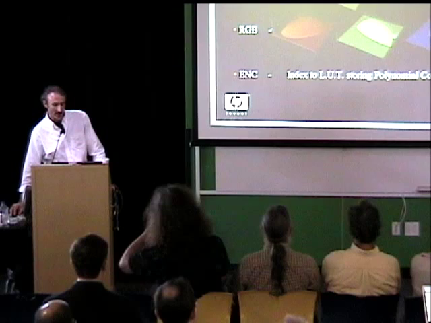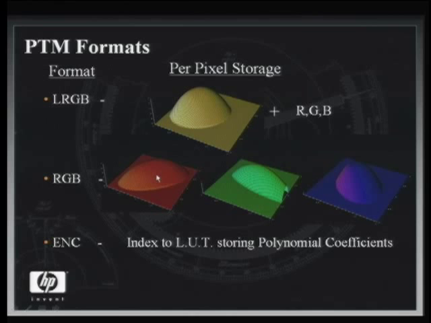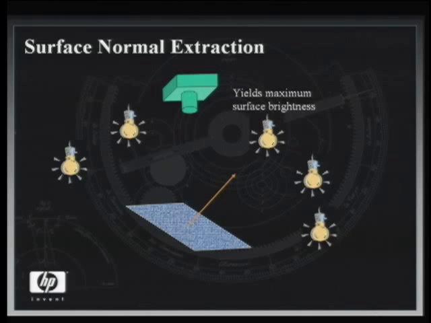The format that I described before is just one of the formats that we have, and that is a polynomial description of the luminance and then fixed RGB values. We've also done this with polynomials for each of the RGB components separately, and encoded representations where we apply compression techniques, lookup tables, or JPEG-LS to these representations, and they can get quite compact. Okay, so that's a PTM.